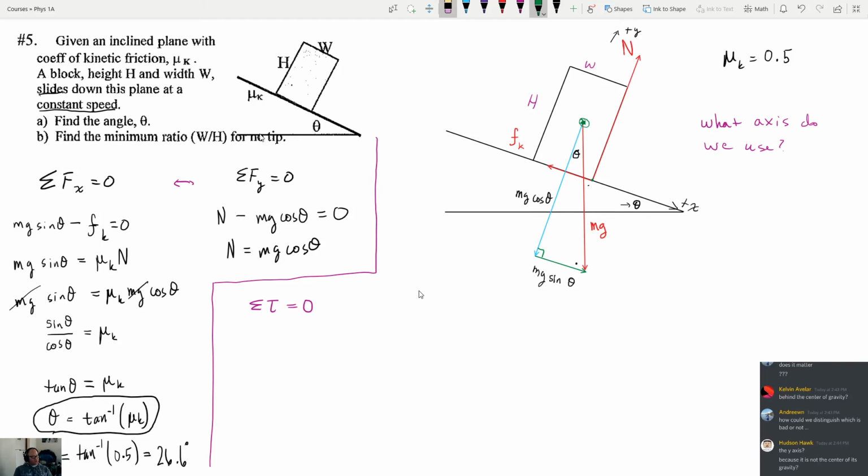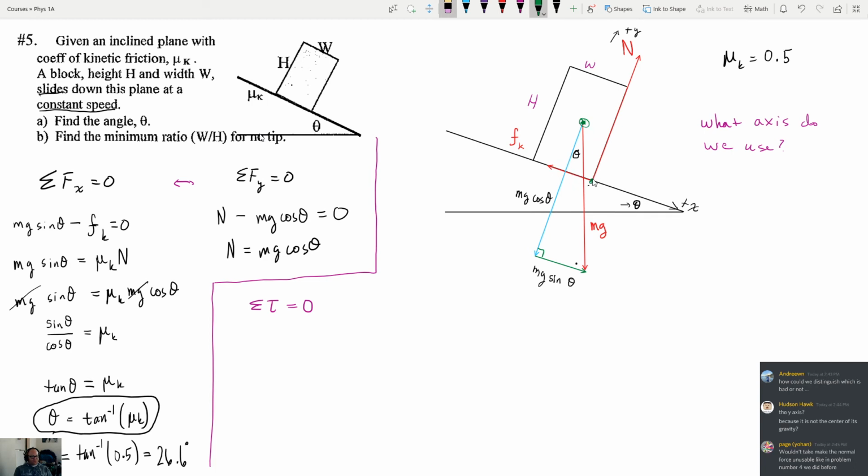What would the equation look like if we chose this corner right here? We have to draw a line from here to here for one. And then we'd have mg times the distance. Okay, Paige says, wouldn't it make the normal force unusable? Yeah, it would. It would also make this one unusable.